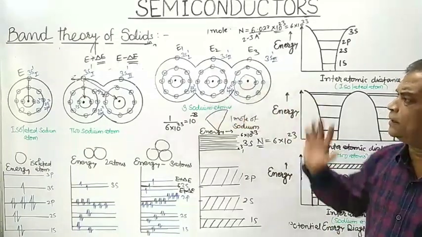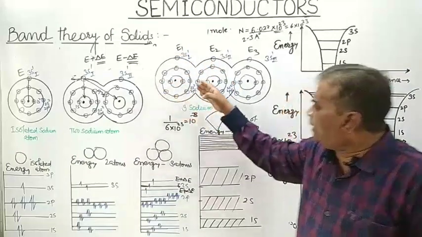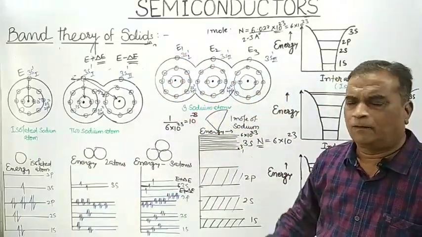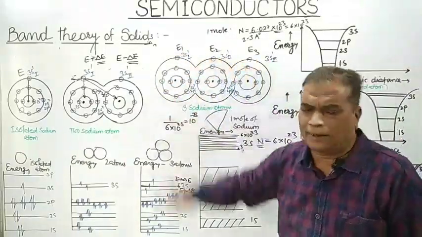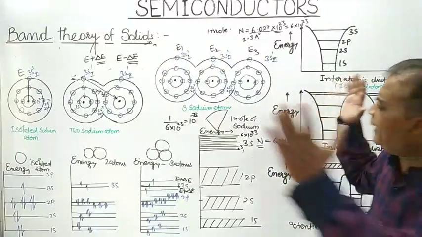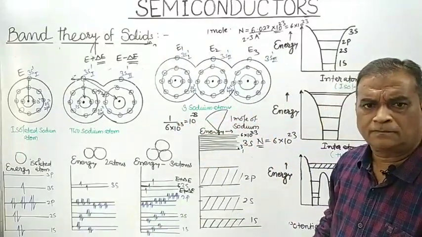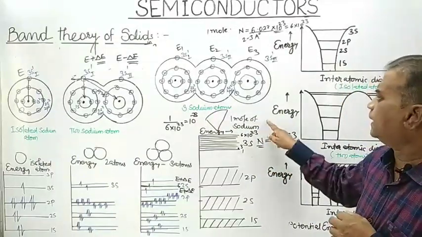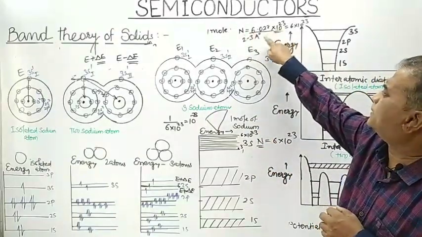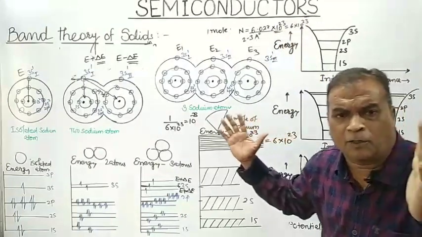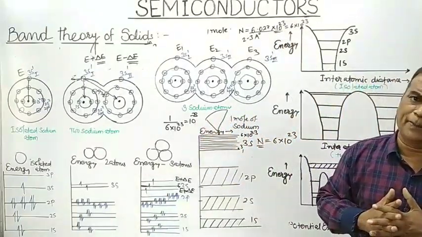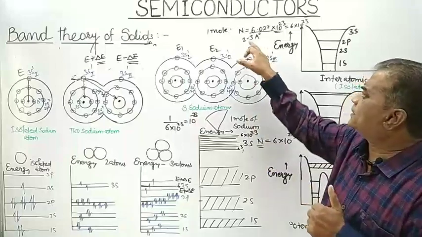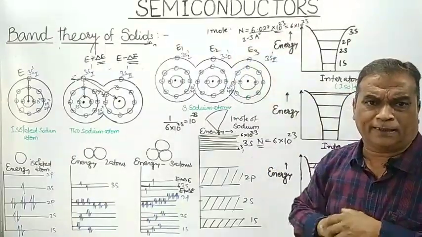Now you can continue this when solid sodium is formed. When there is a formation of solid sodium, n atoms, let us consider 1 mole of sodium is going to form, means in all n equal to 6 into 10 to the power 23 number of atoms. They are closely packed. Their interatomic spacing is 2 to 3 angstrom unit.